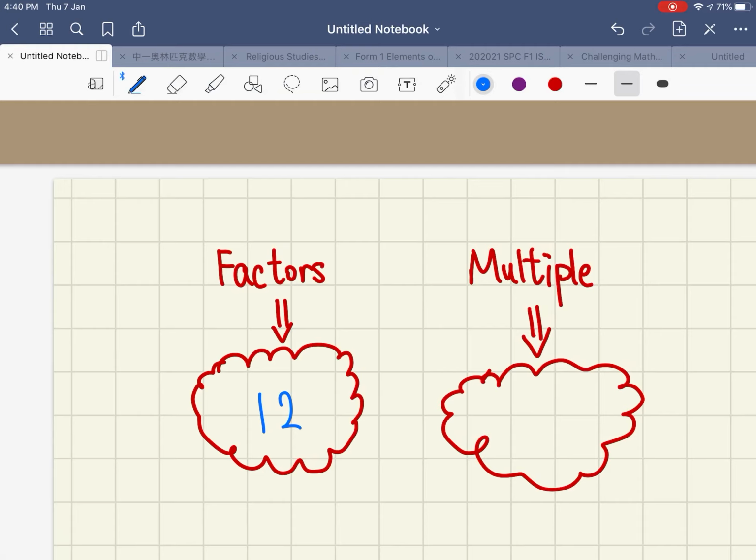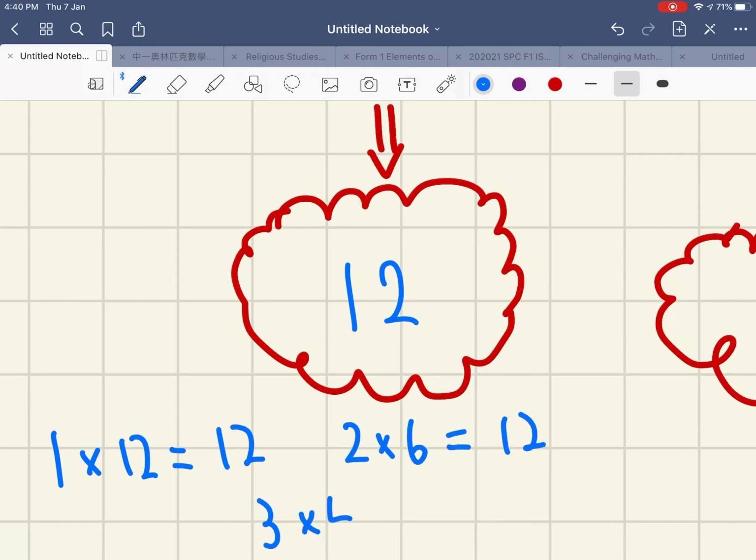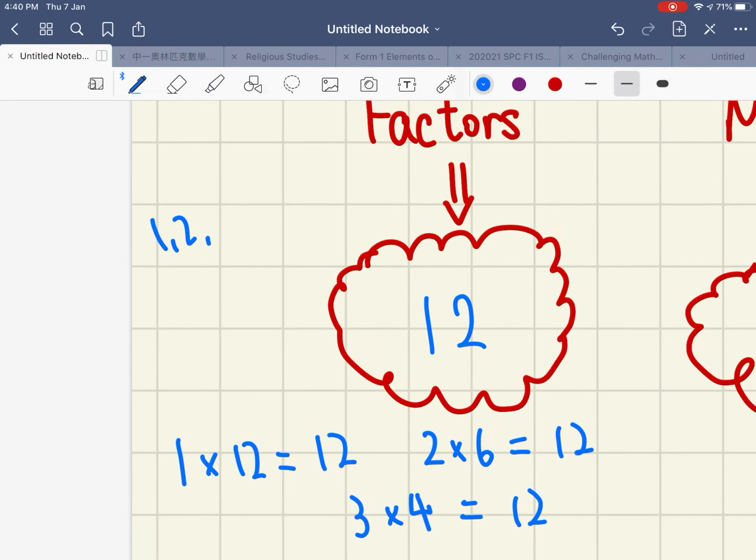All the factors can form 12 in this question, so we know that when 1 is multiplied by 12, it equals 12. When 2 is multiplied by 6, it equals 12. And when 3 is multiplied by 4, it also equals 12. So, since all of these factors can form 12, the factors of 12 must be 1, 2, 3, 4, 6, and 12.